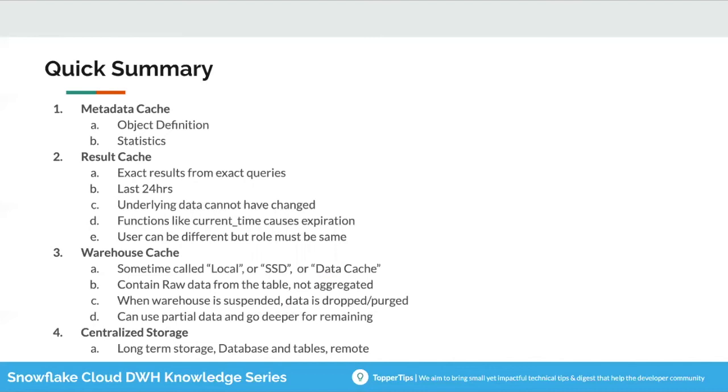So if you are joining a customer table with a sales table, if the sales table is not in the warehouse, then it will go to the remote and get the sales table, and it will still use the customer table. And if you go to the query profiling, you can see how much cache has been used from the local disk. Finally, the centralized storage, which is not the cache, and it is also called long-term storage or a database and table, and the remote storage.